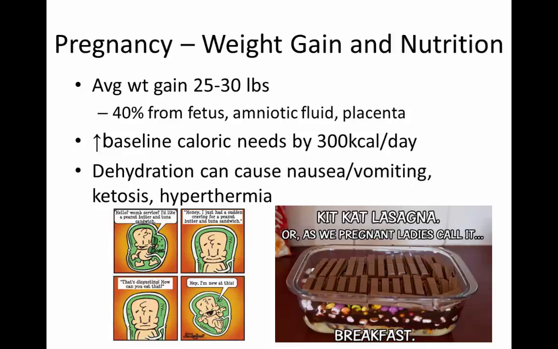Most people associate weight gain and nutritional changes with pregnancy. Although it is commonly said that pregnant women are eating for two, we have to remember that she isn't eating for two adults. The average weight gain during pregnancy is somewhere between 25 and 30 pounds. 40% comes from the fetus, amniotic fluid, and placenta. If you increase your baseline caloric need by just 300 kilocalories per day, it is more than sufficient to provide for the caloric needs of the developing baby.